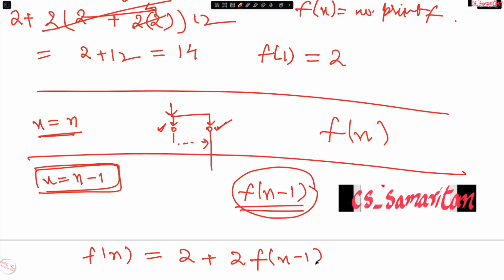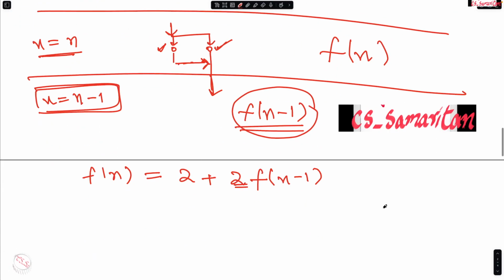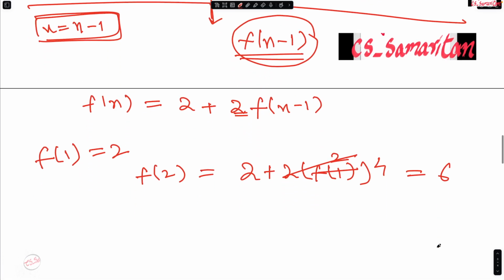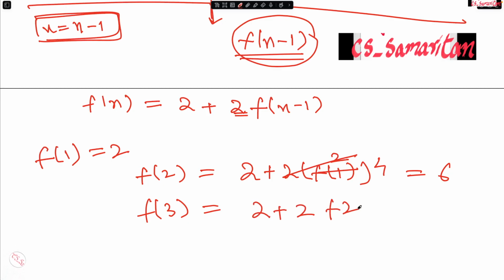I do hope 2 times f of n minus 1 is very clear, because one time the child thread is going over here, and the other time the parent is also going over there, right? So this is very clear. Once we have this part and we have the empirical data of f of 1 equal to 2, we can directly apply it. f of 2 is going to be given as what? 2 times f of 1, that is 2 times 2, which is 4, plus 2 is 6, right? Likewise, f of 3 is going to be given as 2 times f of 2, this is 6, this whole thing becomes 12, plus 2 is equal to 14, right?